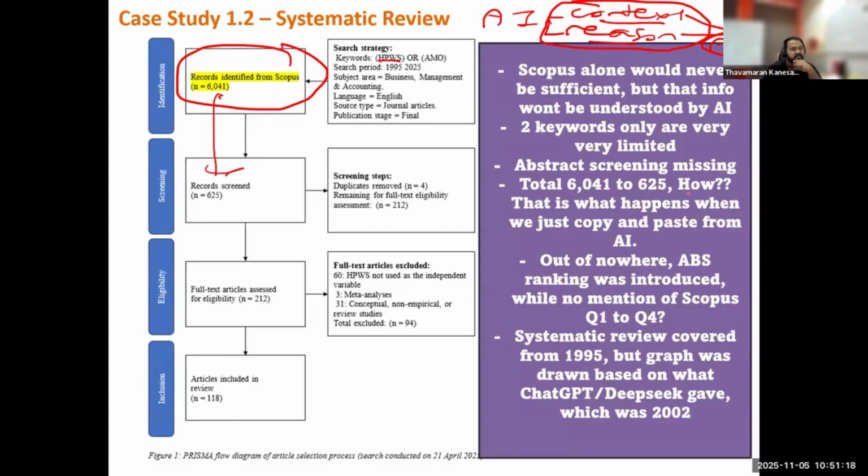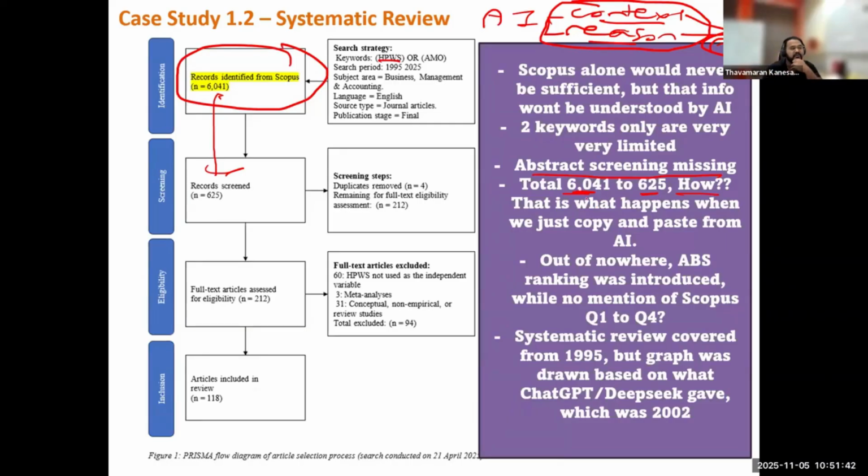Total 641 to 600. These were comments from the examiners. Total 641 to 625. How? That is what happens when we just copy and paste from AI. Okay, two keywords only, very limited, and abstract screening missing. Because abstract screening is missing, we don't know how 6,041 became 625, because all we do is prompt paste. Prompt paste. That's it.